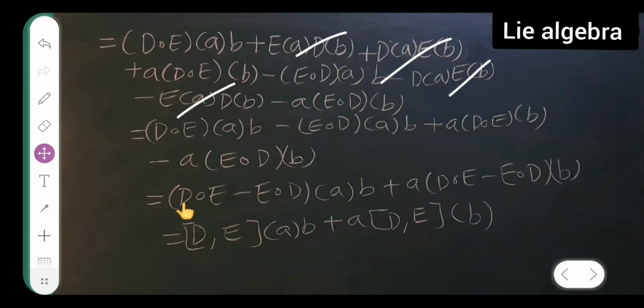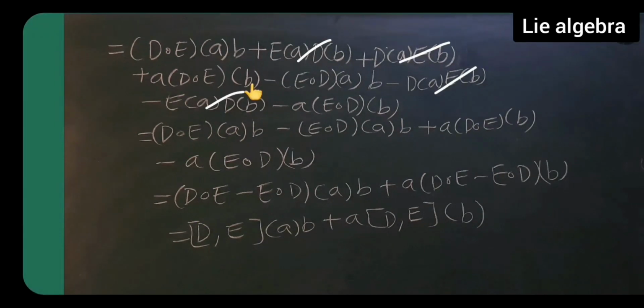Then this is equal to what? Now this is the same for both, right? Common this. So what you all will be doing is, D composite E minus E composite D, and then you all write it in the bracket A into B, this, plus A. Now for this one also you all have to do the same thing. This is common for both. So A into D composite E minus E composite D into B, this. Now this is equal to what?